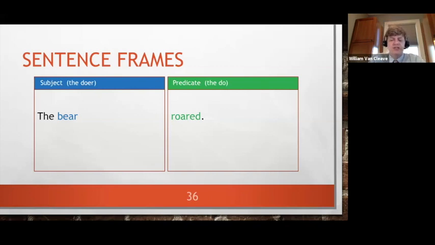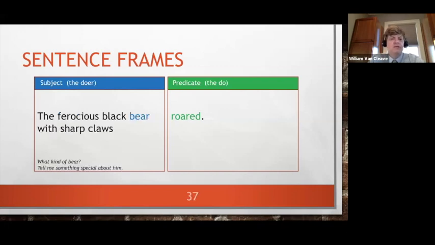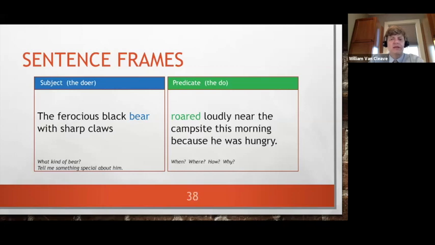Then you start to ask questions, like, what kind of bear? How many bears? Which bear? And then you ask questions about the verb, like, where did he roar, and when did he roar, and why did he roar, and how did he roar? And you build these bare bones sentences into something like this and this.